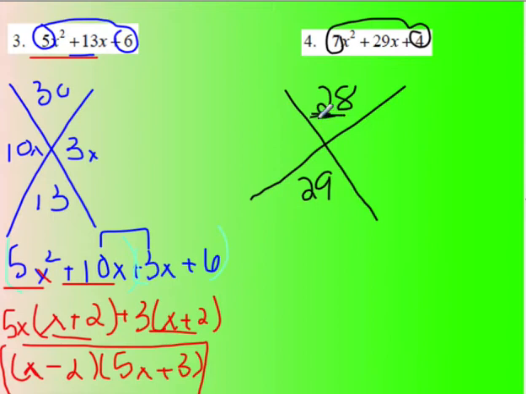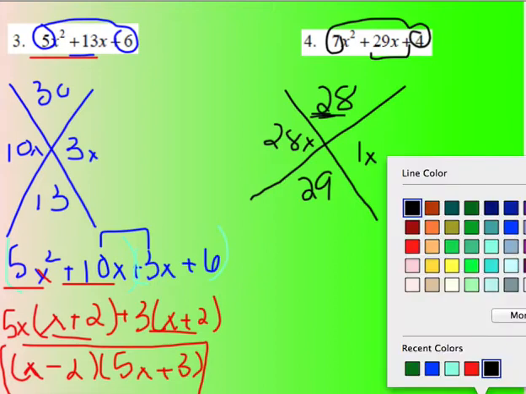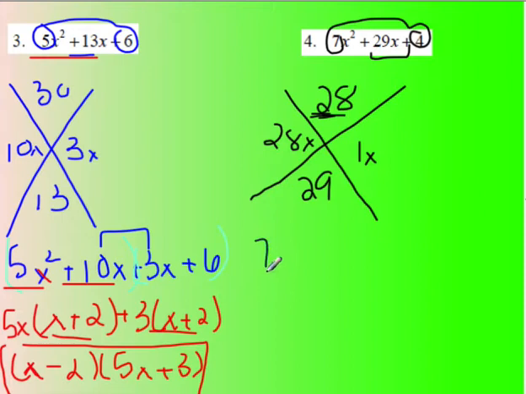So what multiplies to 28 and adds to 29? Well, how about 28 and 1? That is the obvious one that students forget all the time. So we're going to put an x with each of those and use that to split up 29x. So let's go ahead and do that. Our 7x squared stays the same, and then we have 28x plus 1x plus 4.